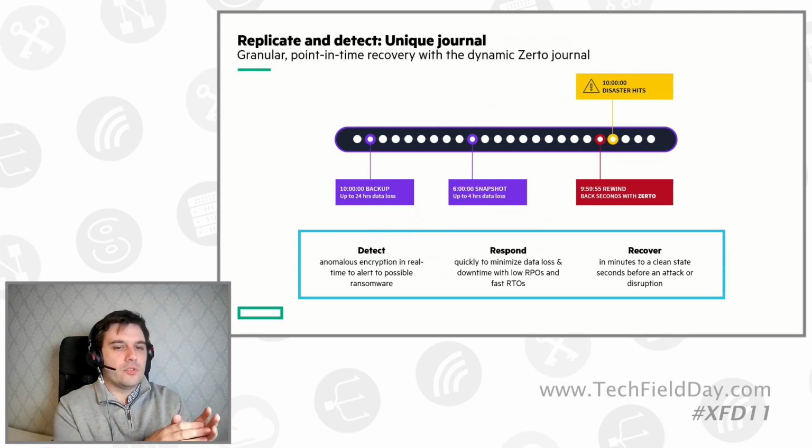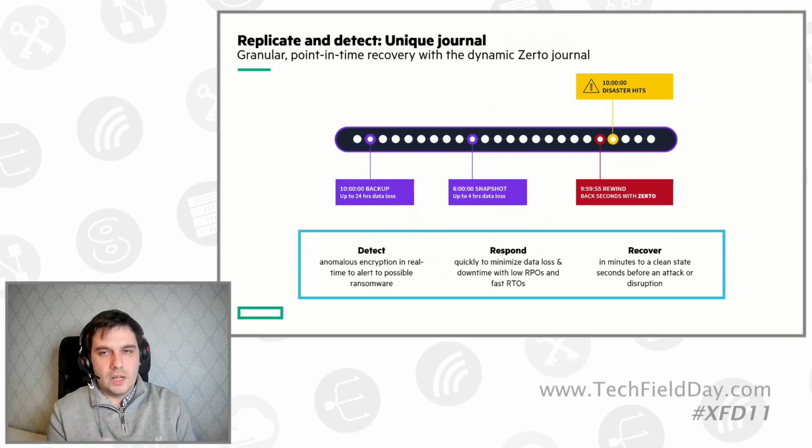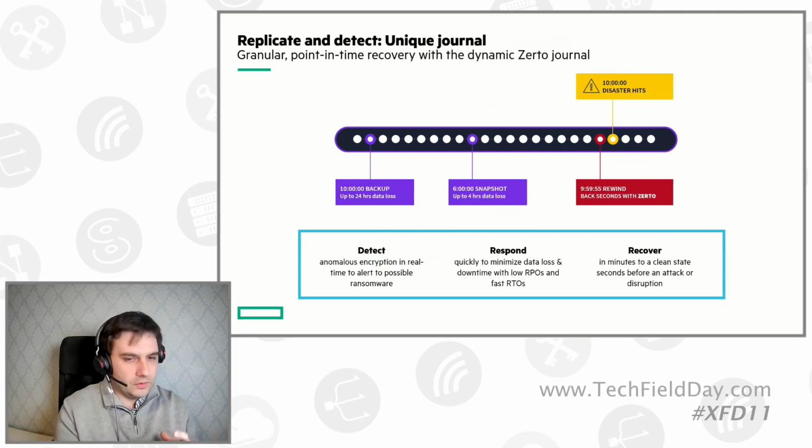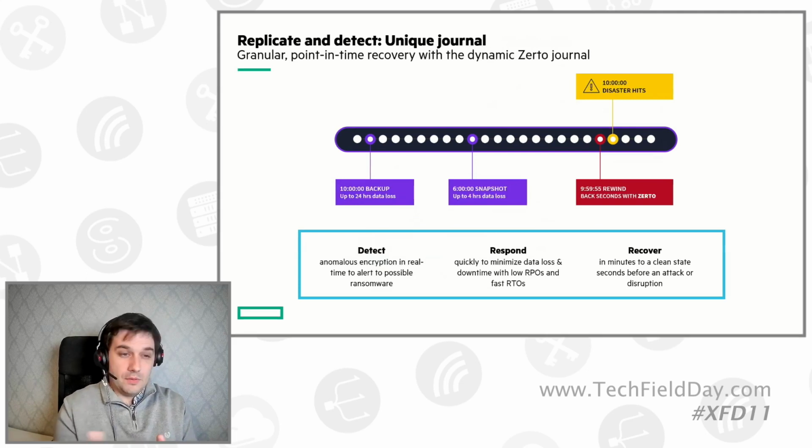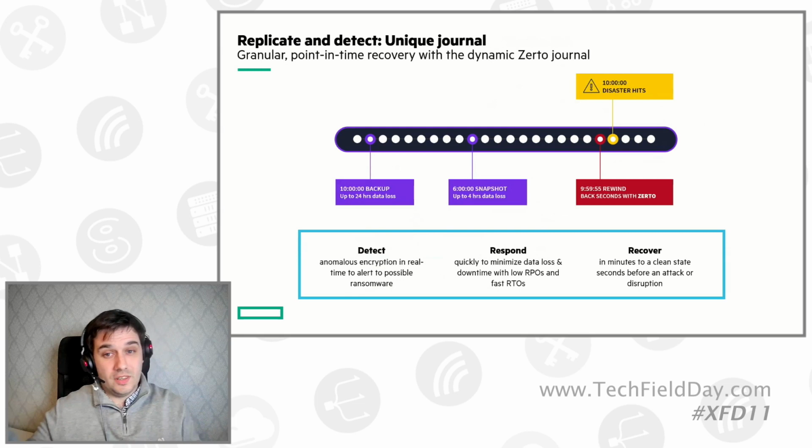So you can see here on a traditional backup or an incremental snapshot, we're going to be looking at 24 hours worth of data loss or 4 hours worth of data loss on those particular points in time. With Zerto, we're storing checkpoints every 5 to 10 seconds. So you can keep them anywhere from 1 hour all the way up to 30 days.